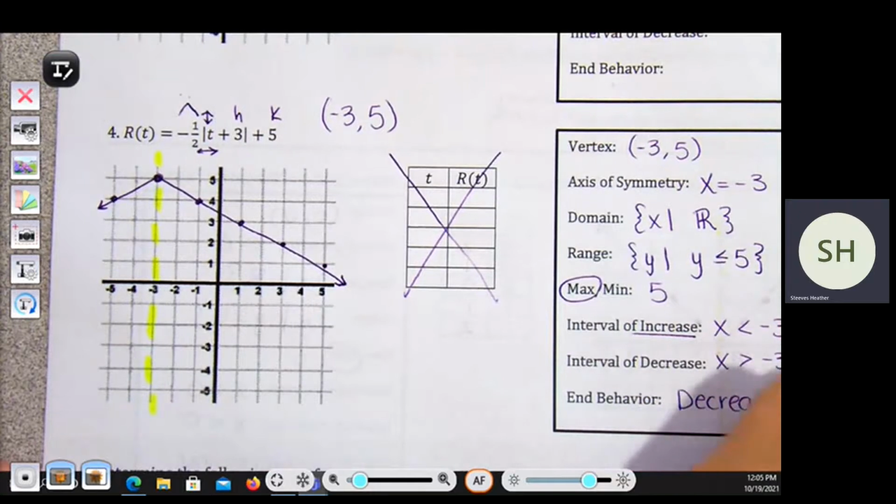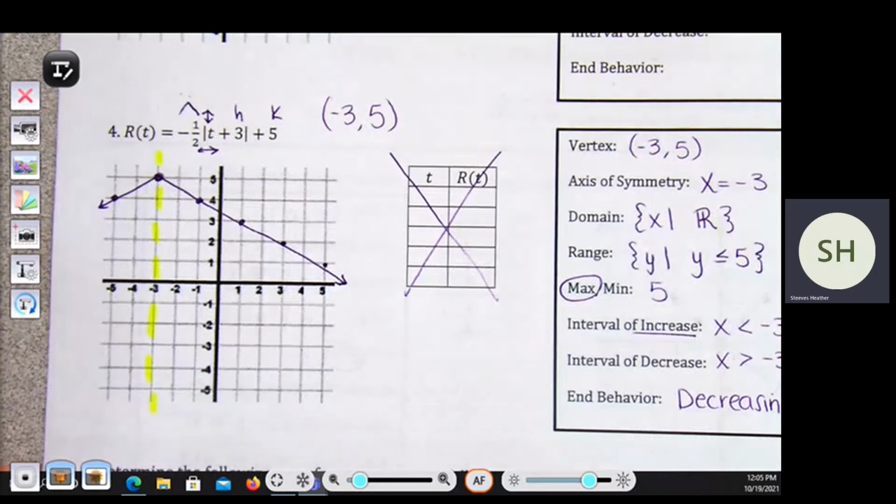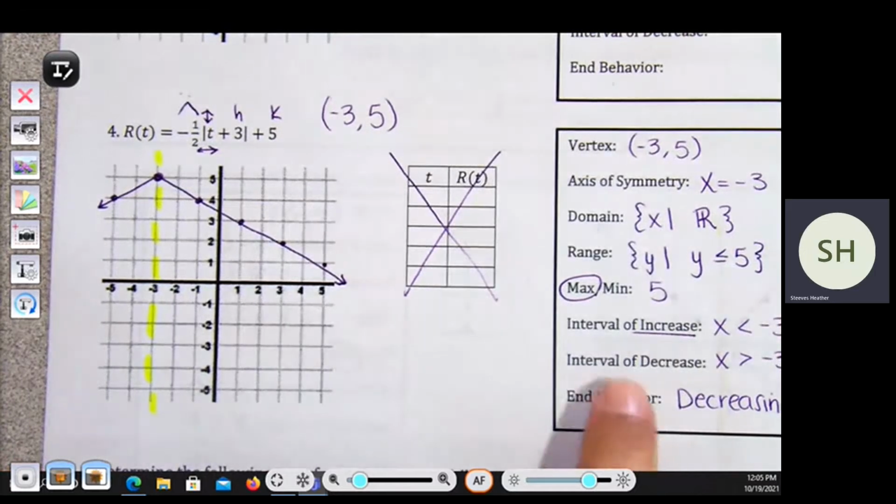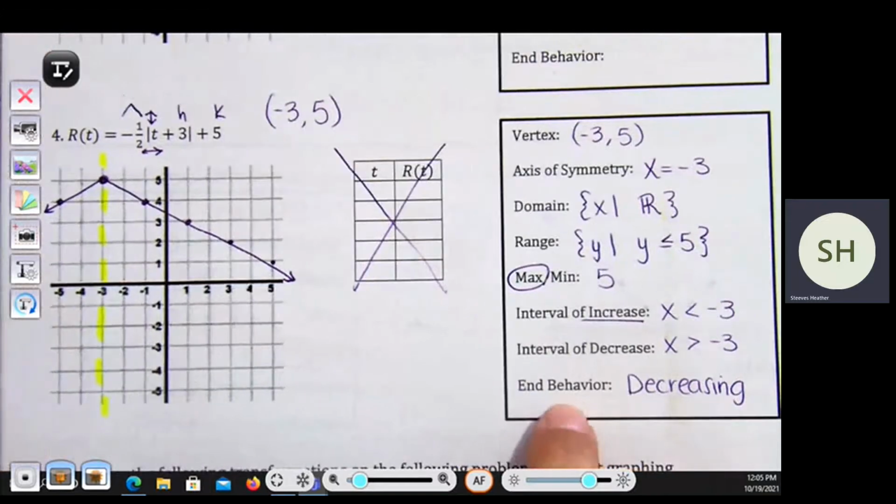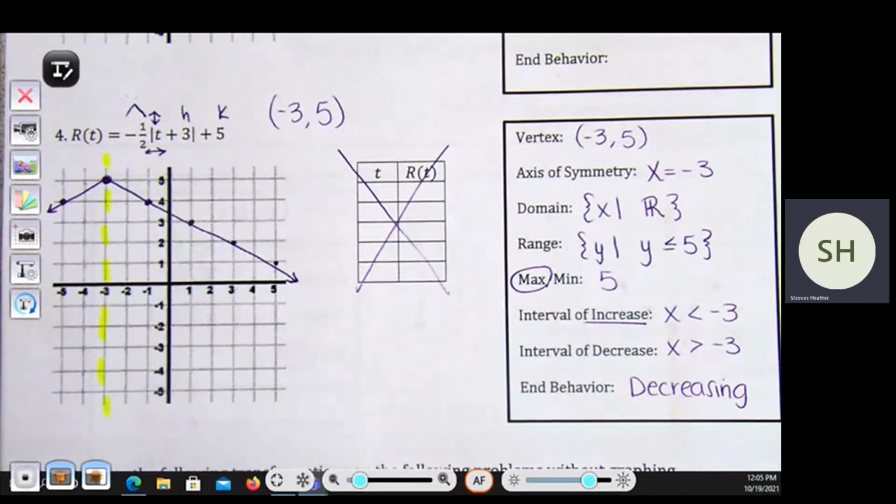Decay. Why would it? Because we say growth or decay when we get to exponential functions. So sometimes when we do end behavior, it's really for exponentials. I mean, all of them get it, but specifically we talk a lot about it for exponential functions, and you say growth or decay instead of increase or decrease. It's the same thing.